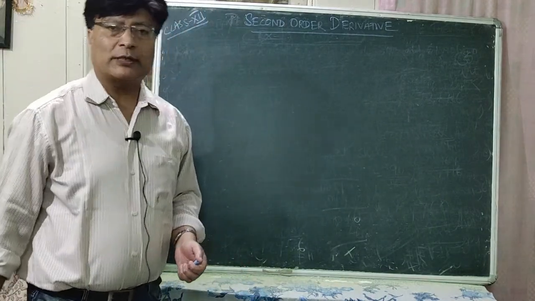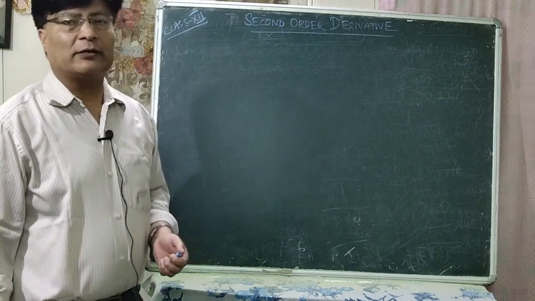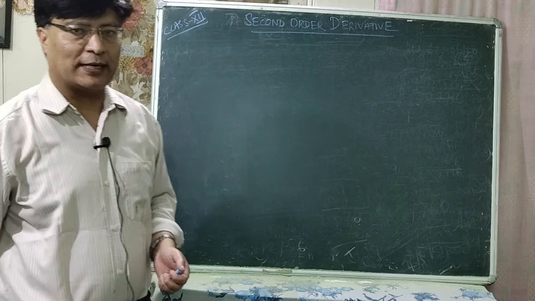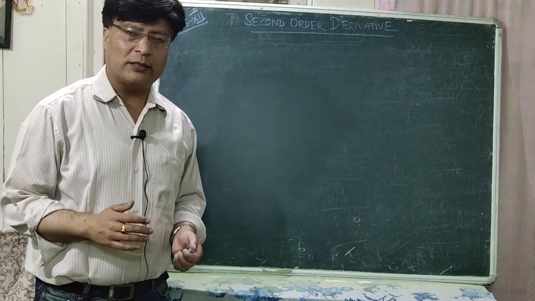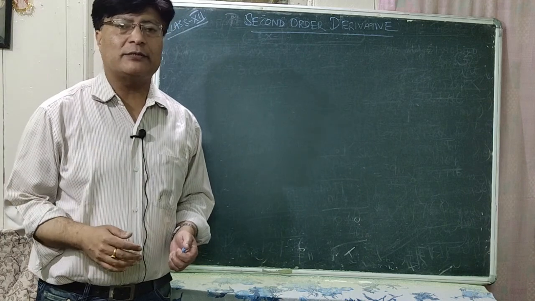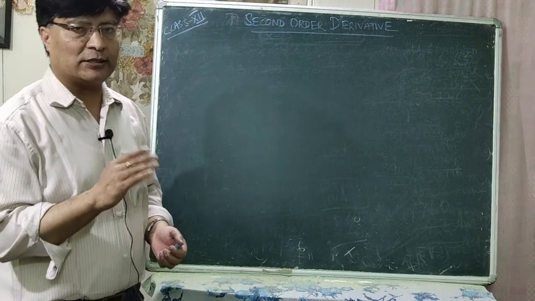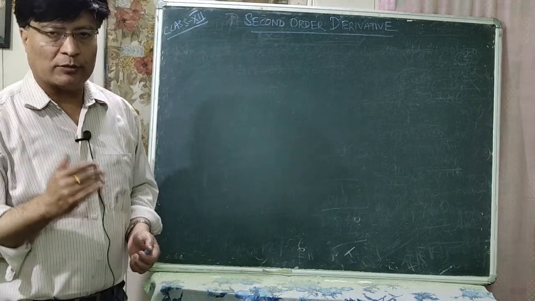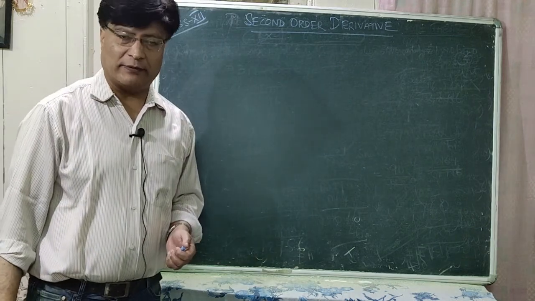So today I am doing class 12 science. The topic is second order derivative. This is the new chapter that I am doing. In the last online class we did Rolle's theorem and Lagrange's mean value theorem. I hope you understood all these chapters, that is Rolle's theorem and Lagrange's mean value theorem. So today we'll do second order derivative.